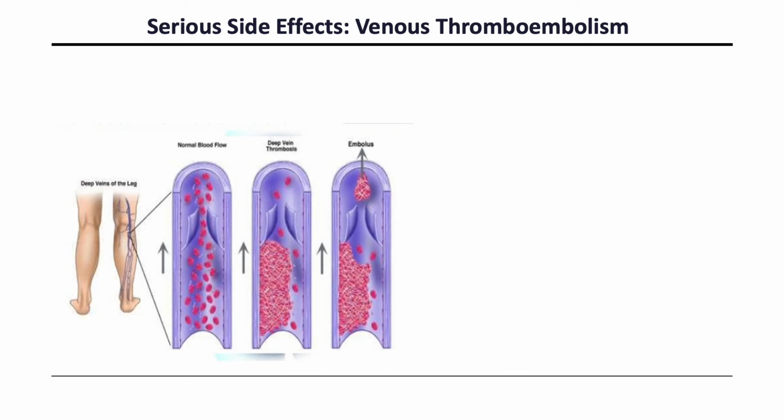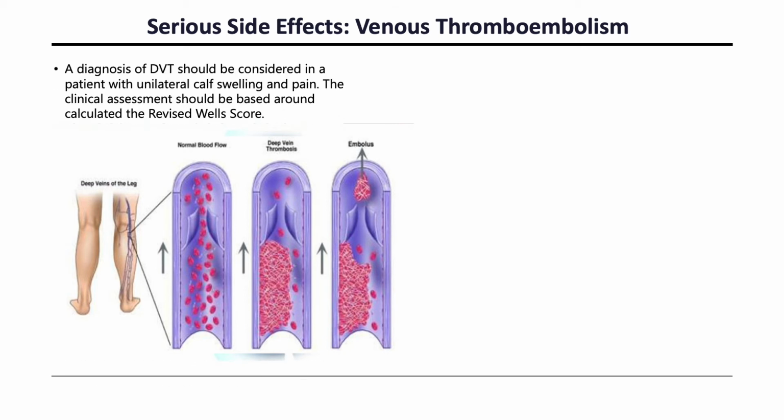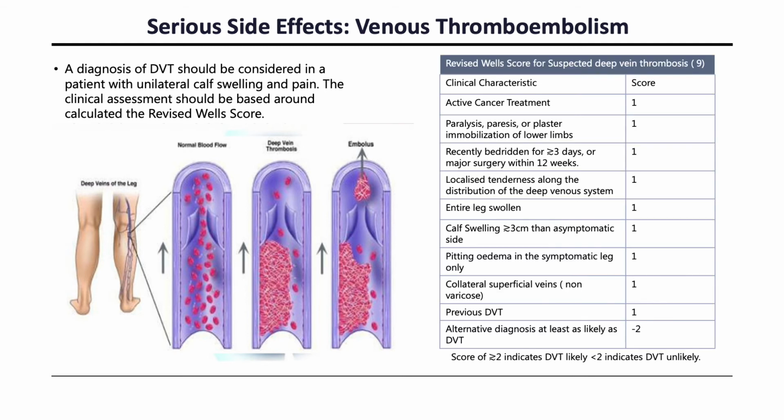A diagnosis of DVT should be considered if a patient has unilateral calf swelling and pain. The clinical assessment should be based around calculating the revised Wells score. At this point, it would be expected for the patient to have a score that would warrant contact with either a member of the on-call medical team or for the patient to be taken to A&E.